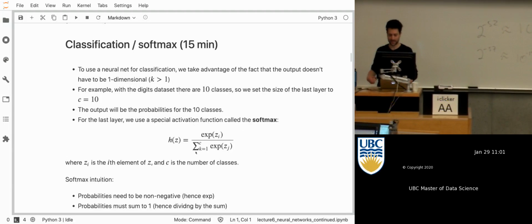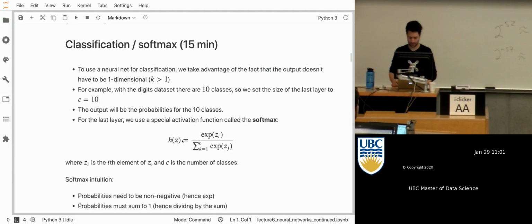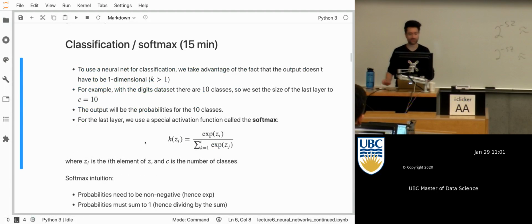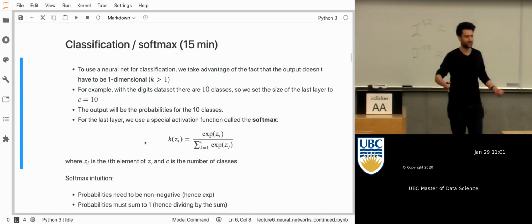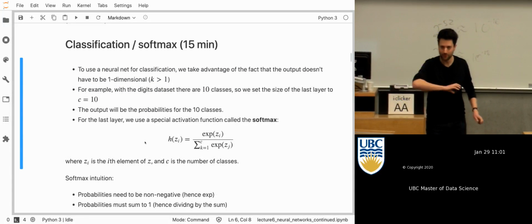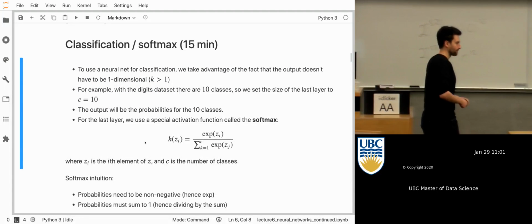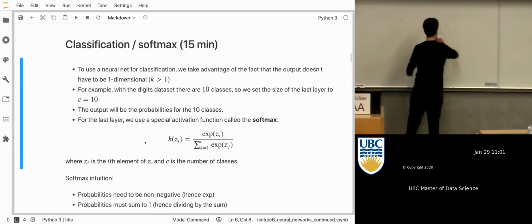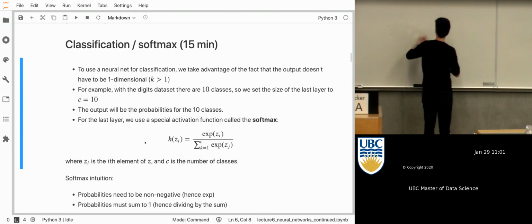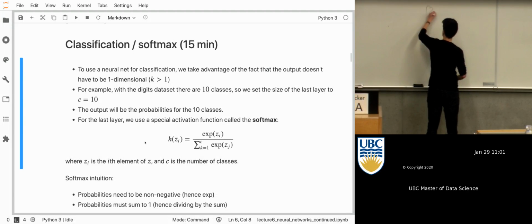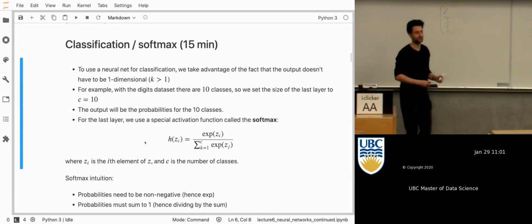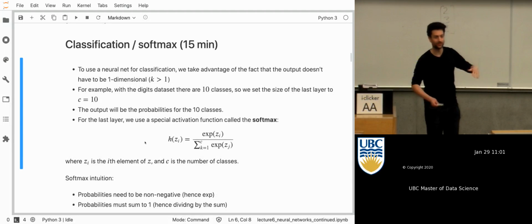It looks kind of funny, but in the numerator, you have exp of the number, and in the denominator, you have the sum of all the exps of all the numbers. This needs to be an i here. So for example, if my vector coming out was 2, 3, 5, then I'd get e to the 2, e to the 3, e to the 5. But then I needed them to add up to 1, so I would divide by that sum.